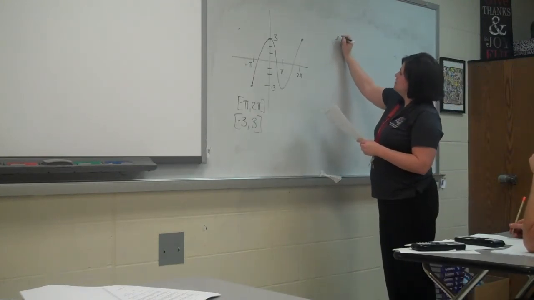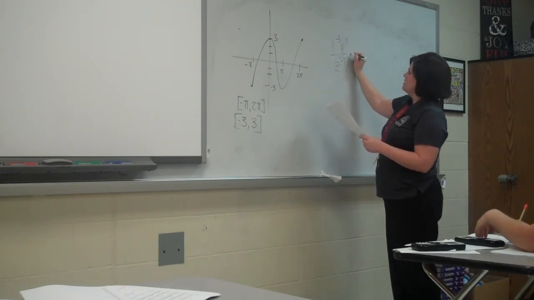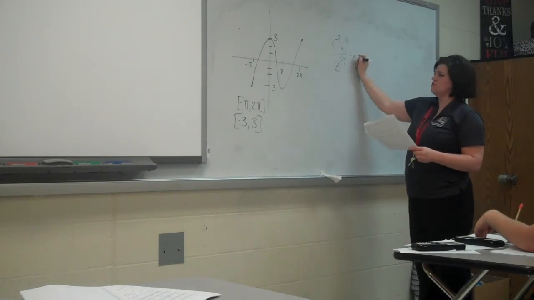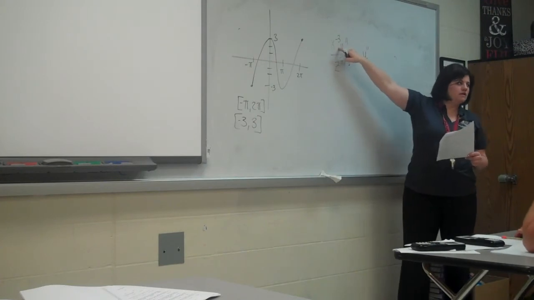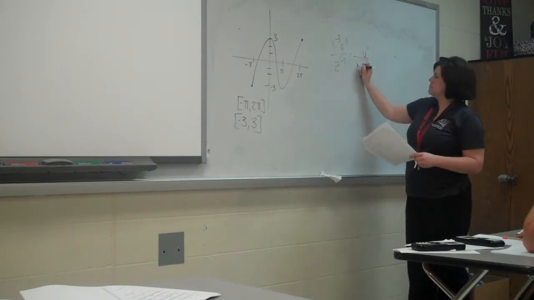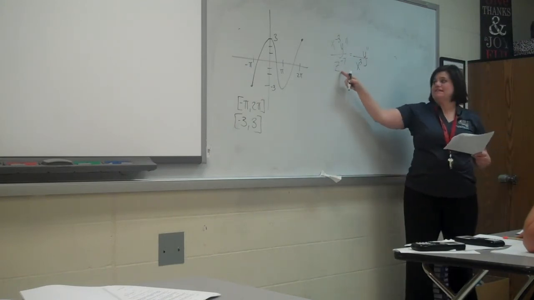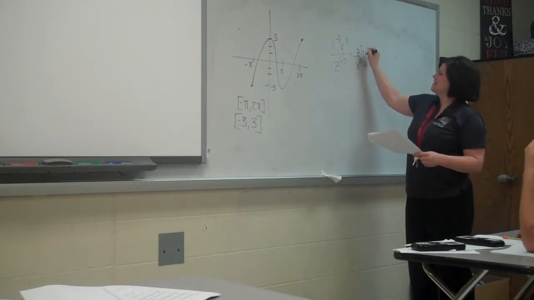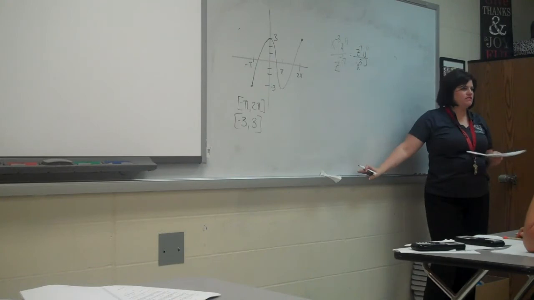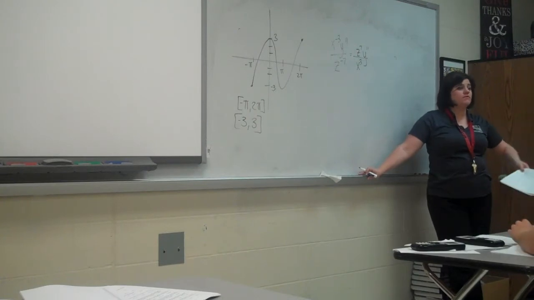X to the negative 3, y to the 11, over z to the negative 7. If it has a negative exponent, it changes where it's at. X to the negative 3 is going to go to the bottom and be x to the 3rd. Z to the negative 7 goes to the top. If it's got a positive exponent, you leave it where it's at. The only ones we're changing are the negative exponents. They move from top to bottom or from bottom to top.